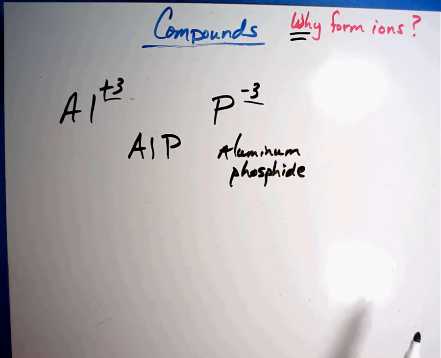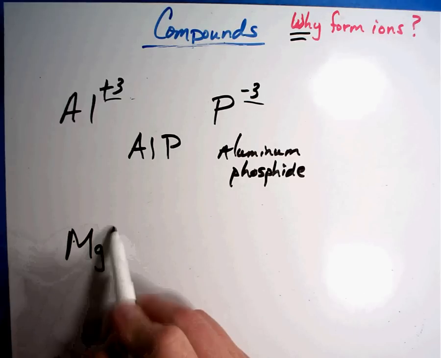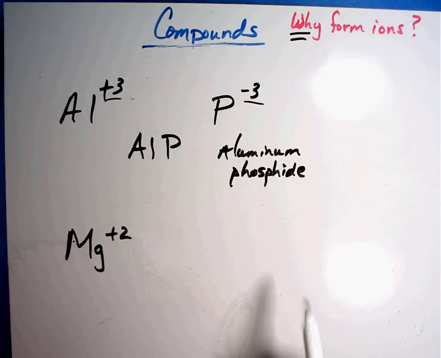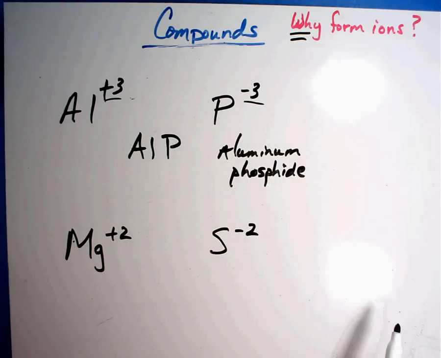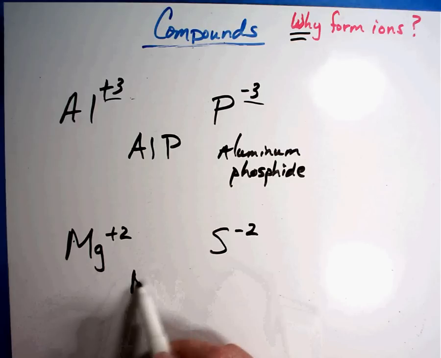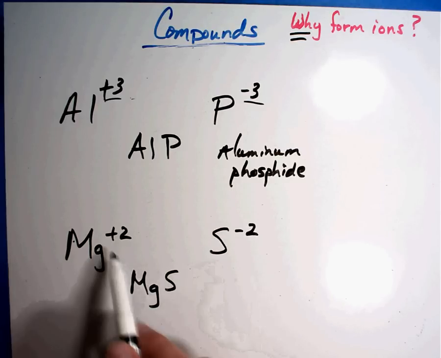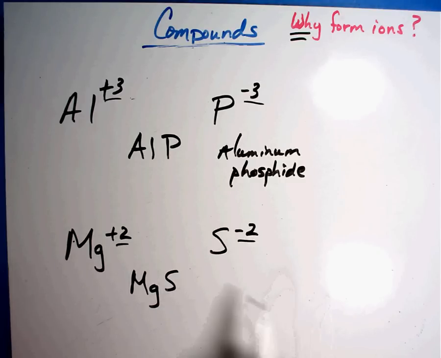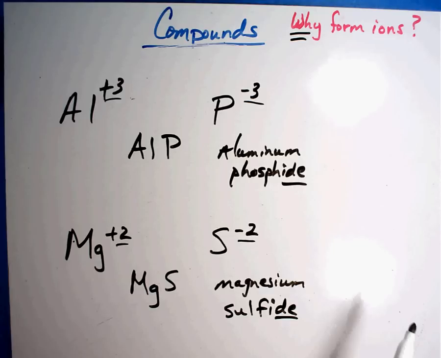One more example. Let's say if we have something like magnesium, which is plus 2 on my chart, and sulfur, which is minus 2 on the chart. When they're attracted to each other, they become MgS, called, first check the charges, that equals zero, magnesium sulfide. You'll notice in every single one of them, it was "-ide," and all the other ones were "-ide."